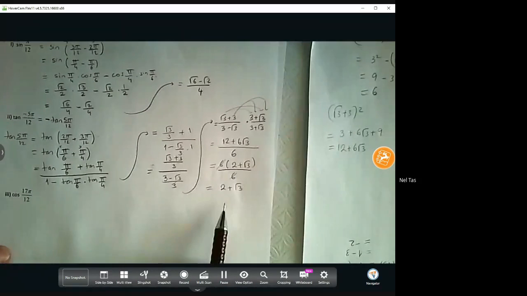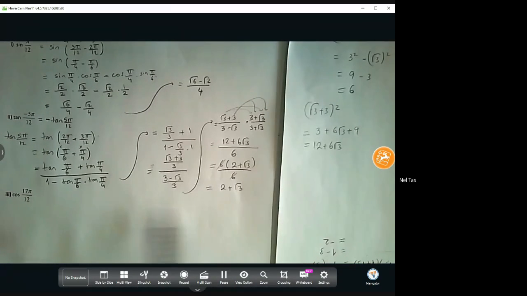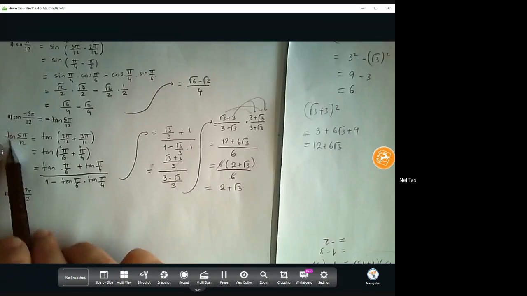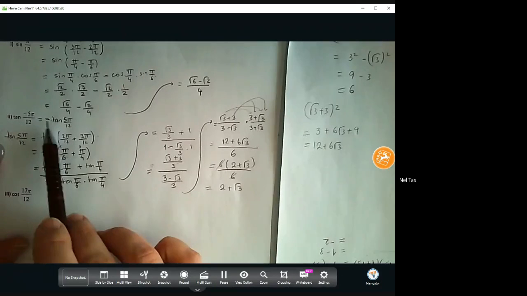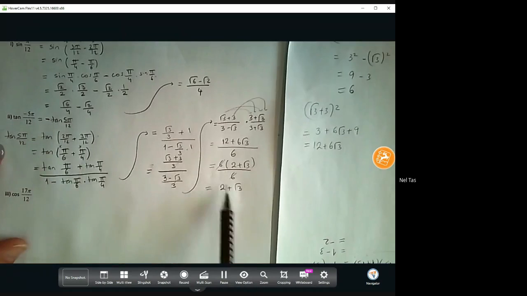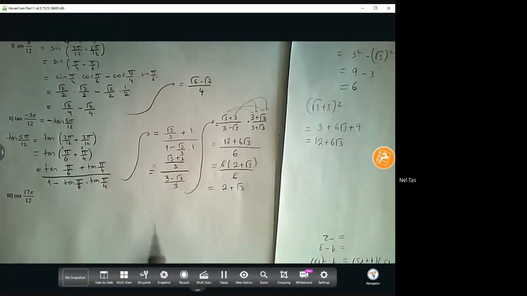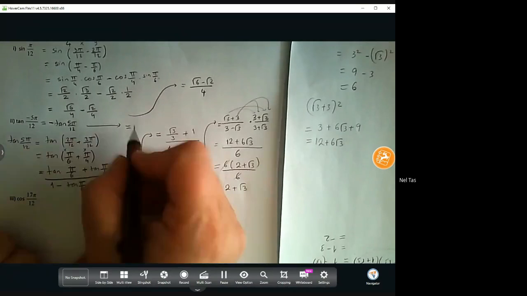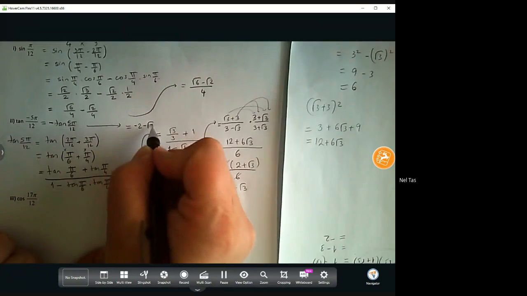But what we got here is for tangent 5 pi over 12. But we are looking for minus tangent 5 pi over 12. So we're going to take this and multiply by negative 1. So the answer is going to be negative 2 minus root 3.